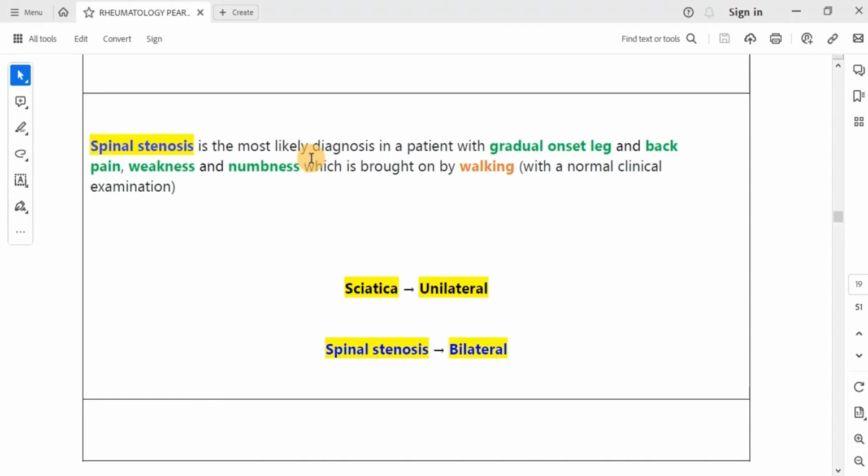Spinal stenosis is the most likely diagnosis in a patient with gradual onset leg and back pain, weakness and numbness, which is brought on by walking, with a normal clinical examination. And spinal stenosis is usually bilateral, and sciatica is usually unilateral.